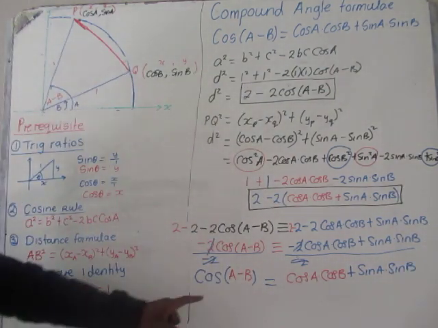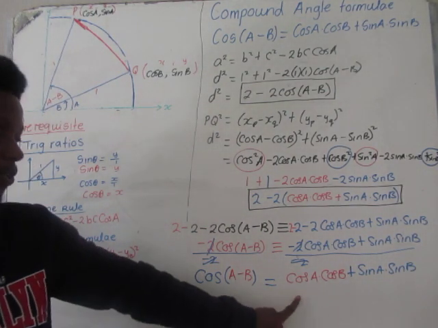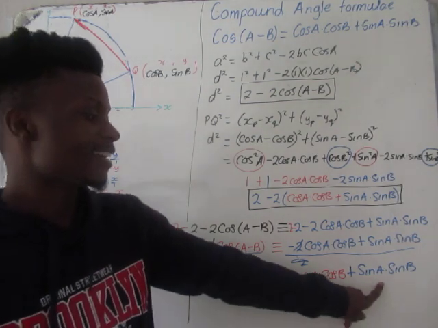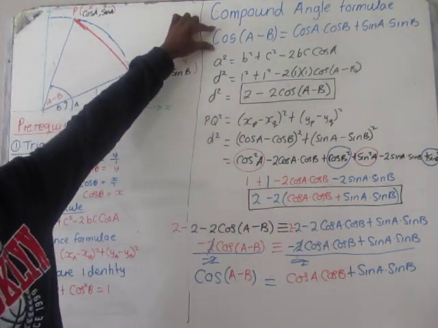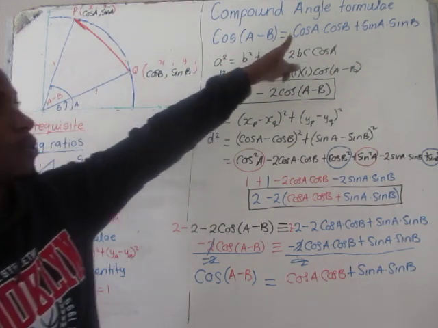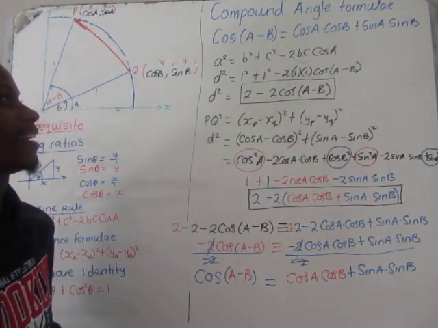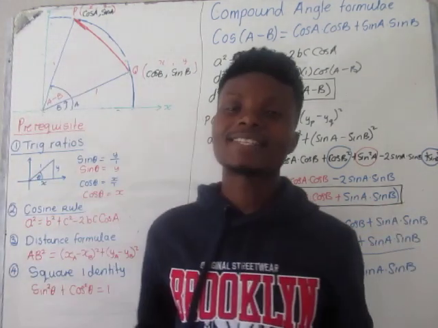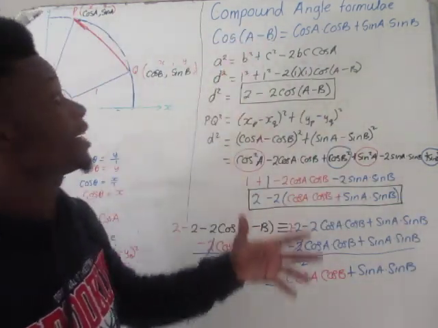And there we go. Cos A minus B equals cos A times cos B plus sine A times sine B, and that's exactly what we have. Cos A minus B equals cos A times cos B plus sine A times sine B. So this is how we prove the compound angle formula.